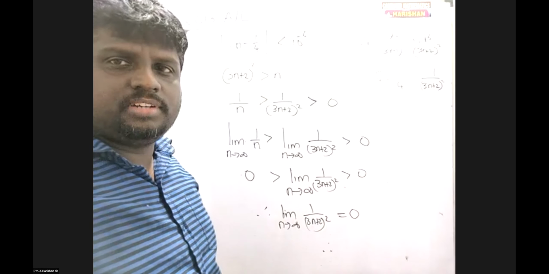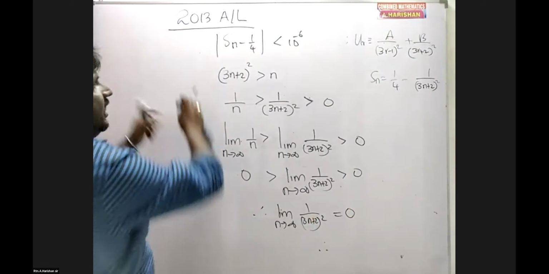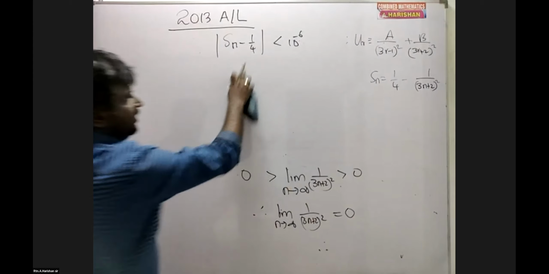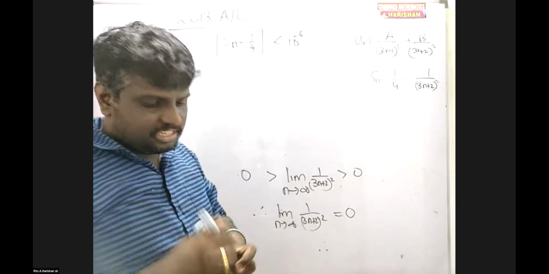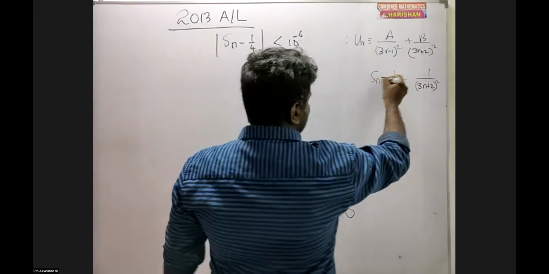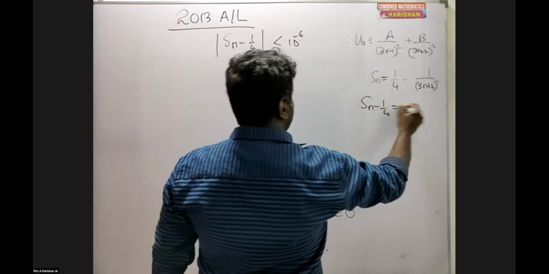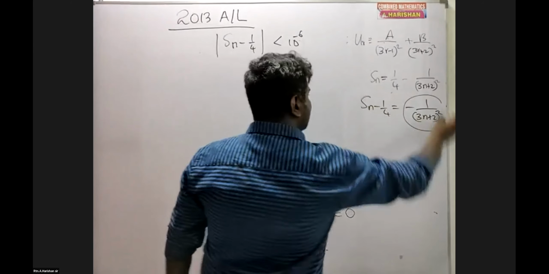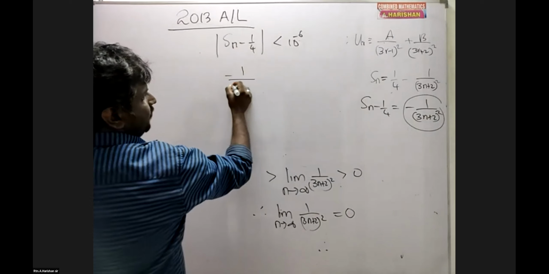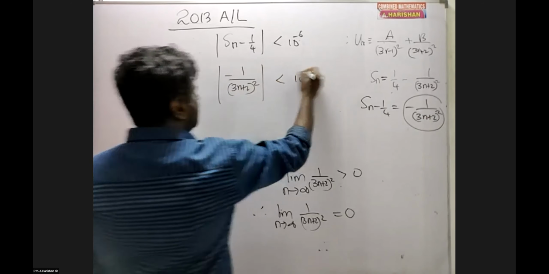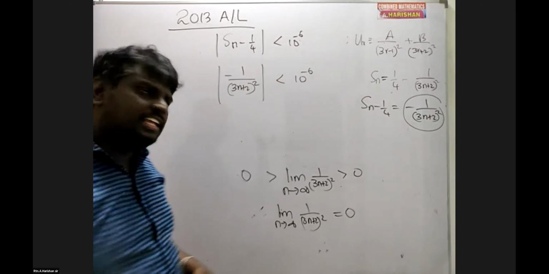Any doubts here? Some students are typing. No doubts, all just type yes. Okay, guys. You have to find the smallest value of n such that this holds. What is Sn minus 1/4? It is minus 1 over (3n plus 2) whole squared, so we can substitute this here. Don't worry about the minus, the modulus is there and everything will become positive.